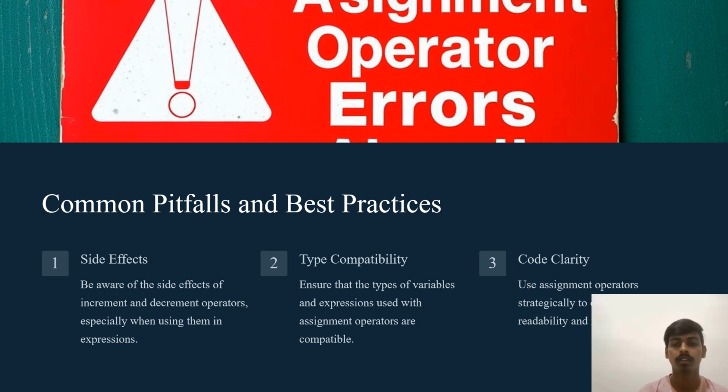Ensure that the types of variables and expressions used with assignment operators are compatible. We should know what type of variables and expressions are used in the assignment operator so that they can be compatible. And the third one is code clarity. Use assignment operators strategically for readability and execution. We should check code clarity: whether it is clearly correct, or whether it needs to be modified first.